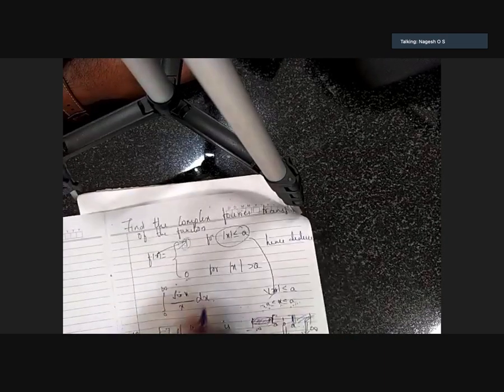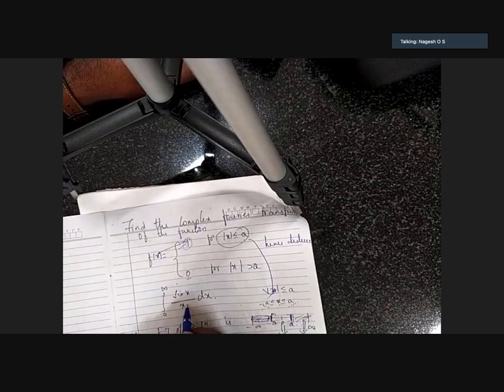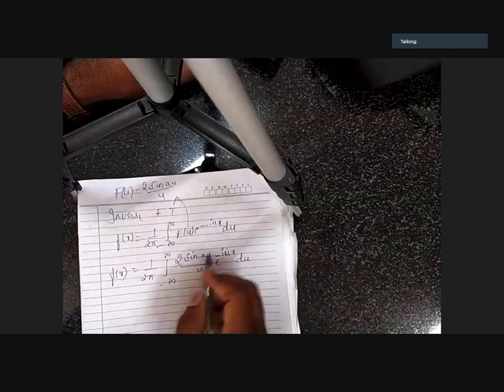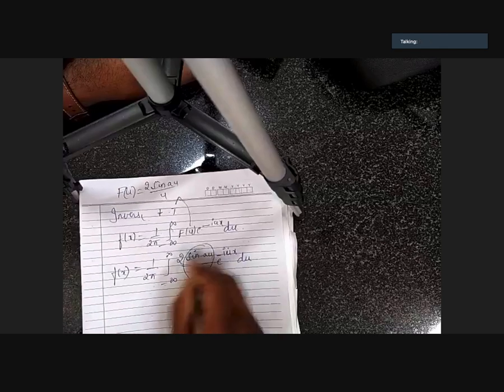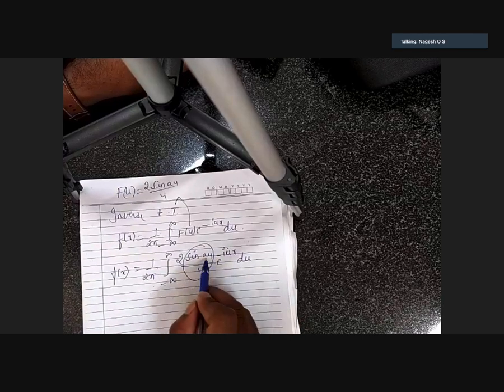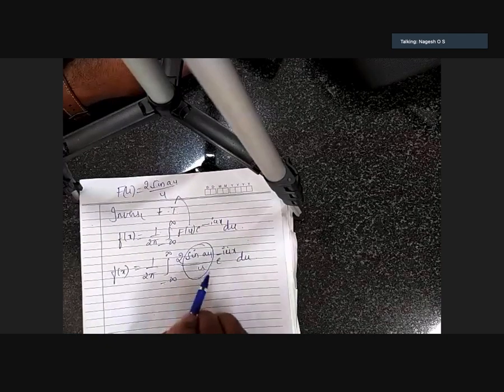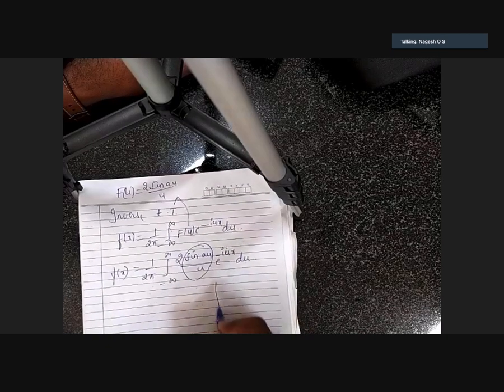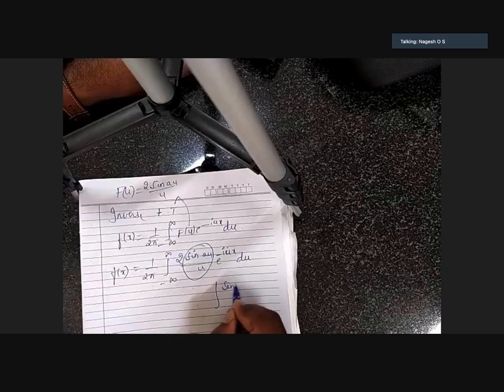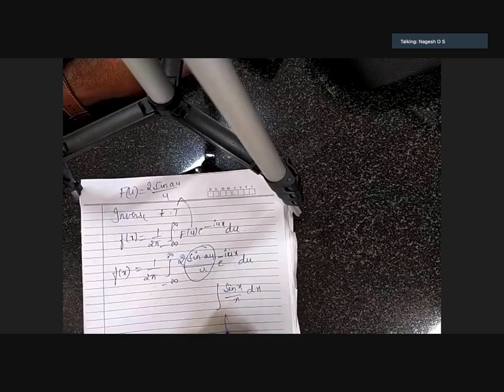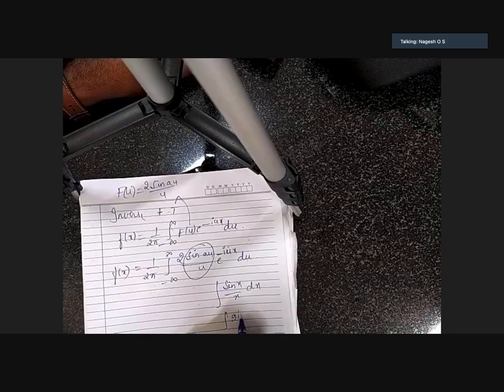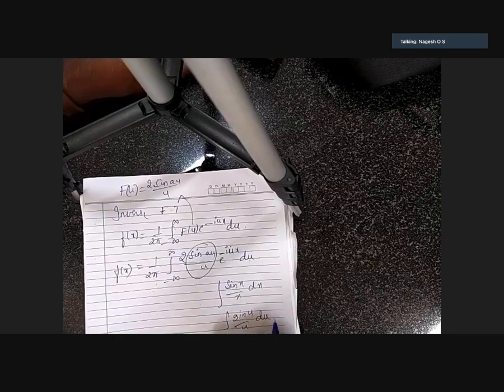In the deduction part, what did they ask? They asked the integral from 0 to infinity of sin x by x. This we need. Because a is a constant, we can make a as 1. And since sin x by x dx and sin u by u du are both the same.